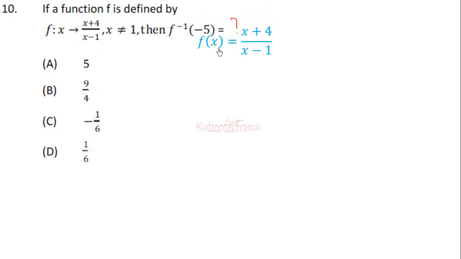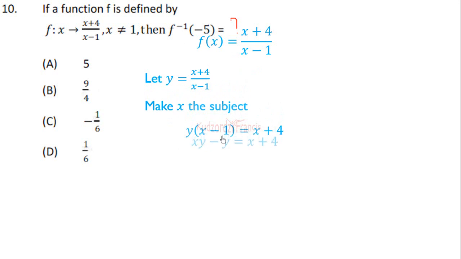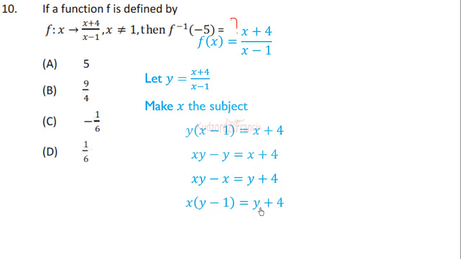So f of x equals x plus 4 over x minus 1. We let y equal this. Let y equal f of x. So we make x the subject to get something like this. We cross multiply, expand, then we add y to both sides, then we factor x, grouping the x terms. Factor x to get x into y minus 1, then divide both sides by y minus 1 to get this.